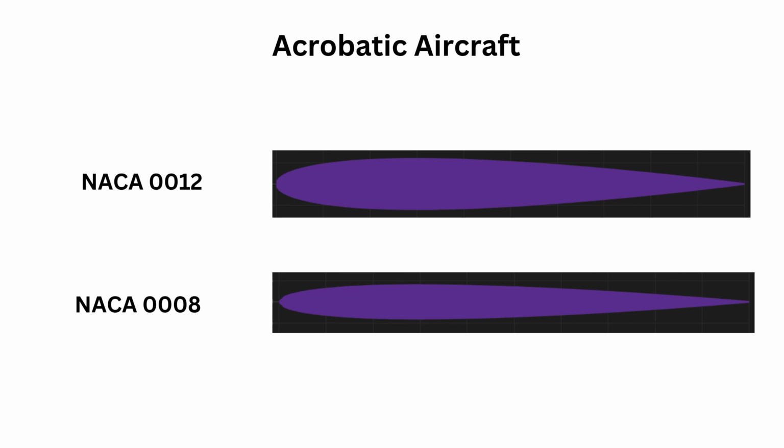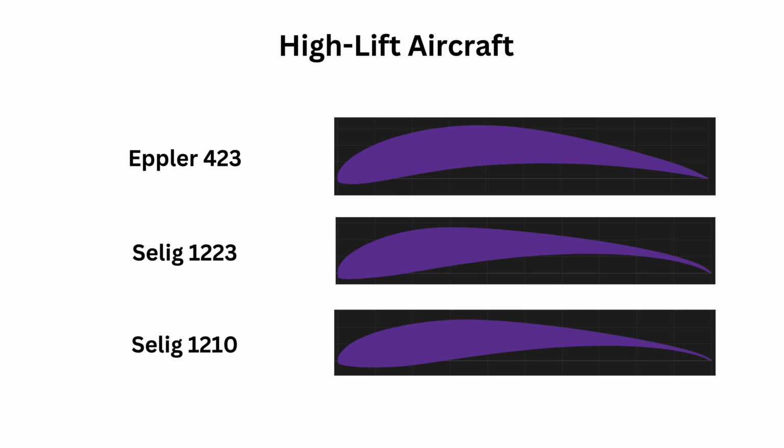For vehicles needing high lift capacity and/or high aerodynamic efficiency, we need to look at non-symmetric and highly cambered airfoils, which have higher maximum lift coefficient and lift-to-drag ratios. Some common options here are the Epler 423, CH10-48-13, Selig 1210, Selig 1223.